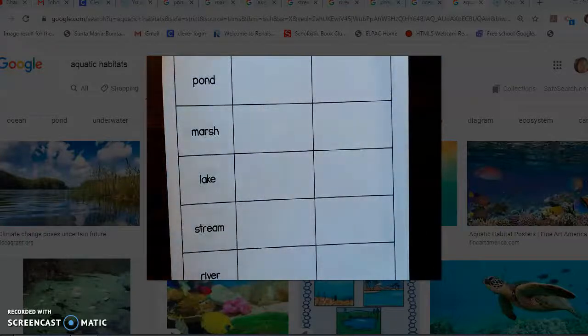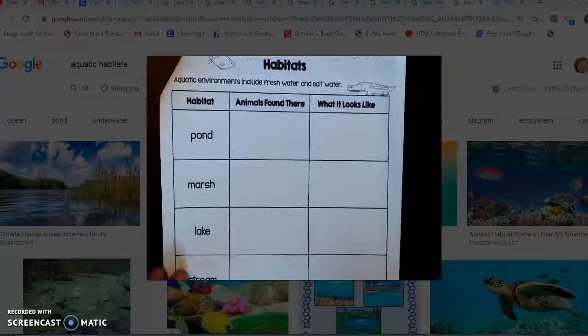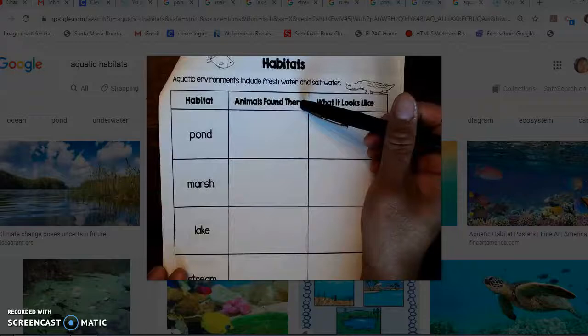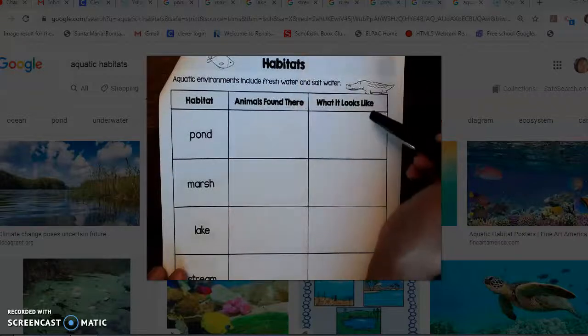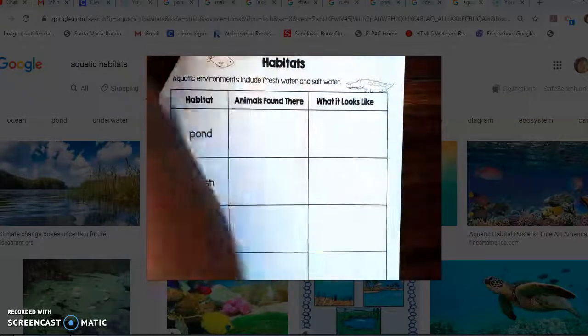Okay, now basically it's just saying where an animal lives, where a plant lives. So the sloth has a habitat of the jungle, right, that lives in the rainforest. And today, with the aquatic environments, we're going to talk about the animals that we can find there, as well as what it looks like. So we're going to start with the pond first. Now here's a picture of a pond.